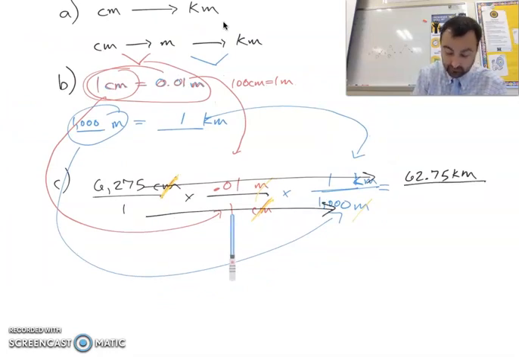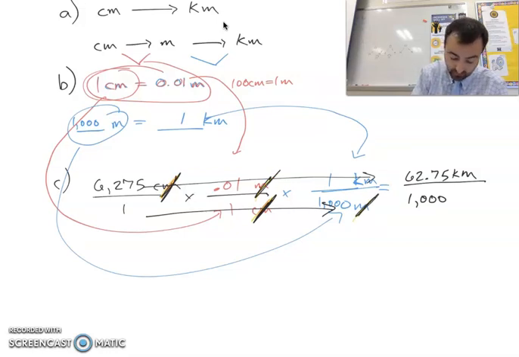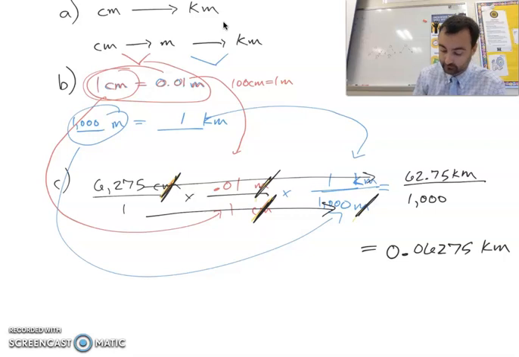And then you multiply across the bottom. So 1 times 1,000 is 1,000. And there are no units left because the centimeters canceled and the meters canceled. So the only units that are present are the kilometers in the numerator, which is perfect because that's what we're trying to get to. And so, after you multiply across the top, then you multiply across the bottom, then you divide the top by the bottom. So if you did this on a calculator, you would get the number 0.06275 kilometers.